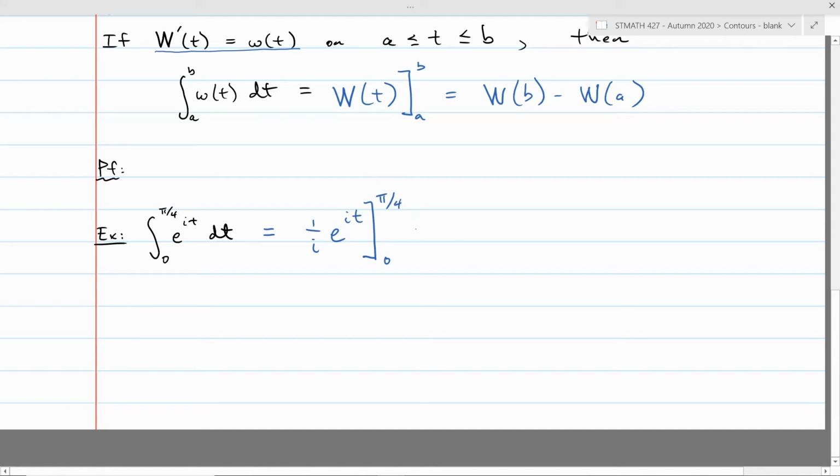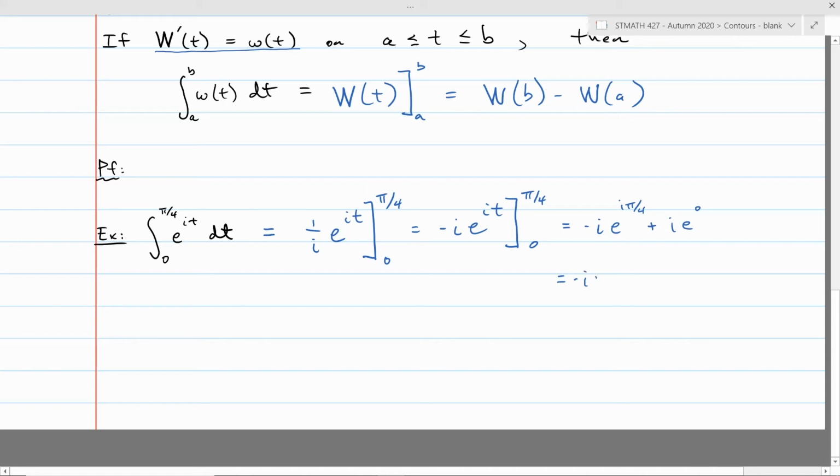And also remember that 1 over i is the same as negative i. So I'm going to write that as negative i e to the it, from 0 to pi over 4. And then I can just plug in the numbers. So you get negative i e to the i pi over 4, and then it'll be plus i times e to the 0.